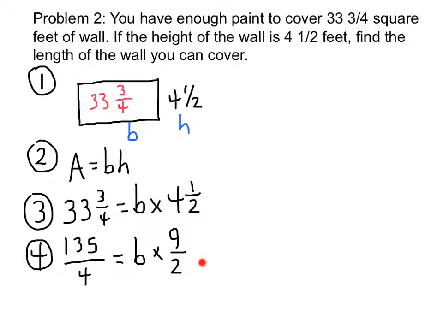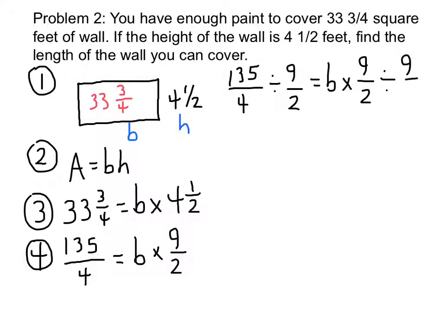What I'm going to do is move up here now, and we're going to do the solving. So I've got to do the opposite operation. Here we go. What I need is 135 over 4 divided by 9/2. Doing the opposite. The opposite of multiplication is division. Equals b times 9/2 divided by 9/2. Again, those two cancel out.